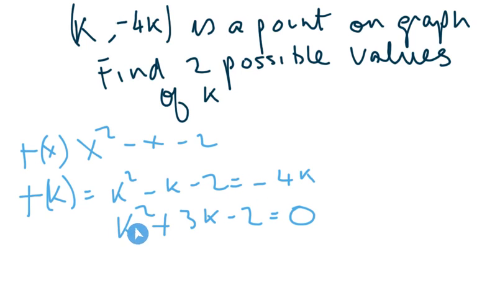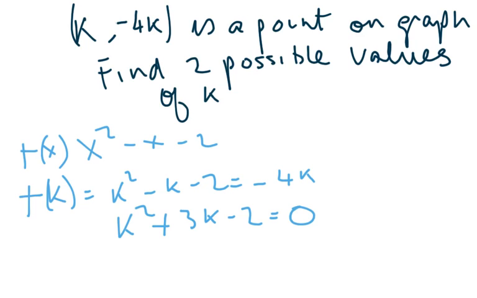So that's going to give us k squared minus k minus 2 equals minus 4k. We add 4k to both sides and it gives us k squared plus 3k minus 2 is equal to 0. So you've now got a quadratic equation, and we solve this quadratic equation to find what values of k we get. That will make it so that if I have k as an input, minus 4 times that is the output. When we solve this quadratic equation, we will get those values for k.